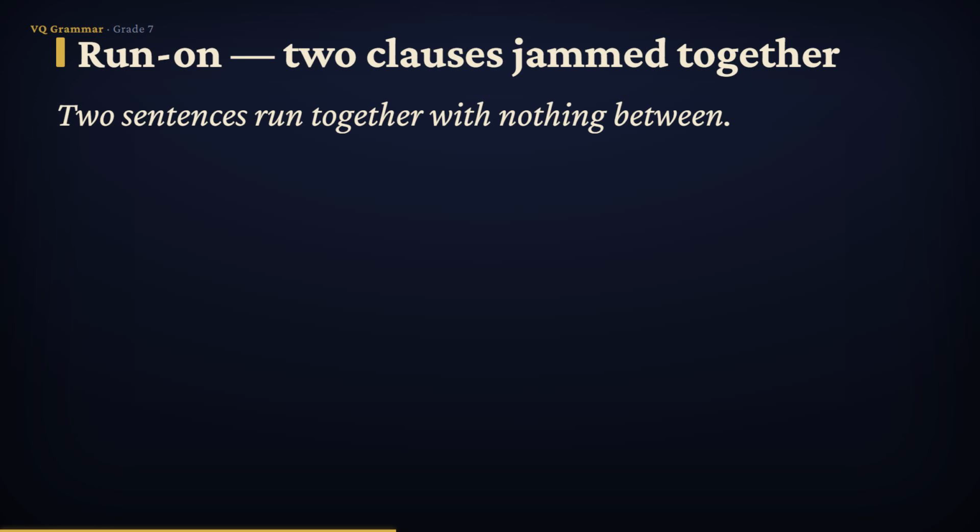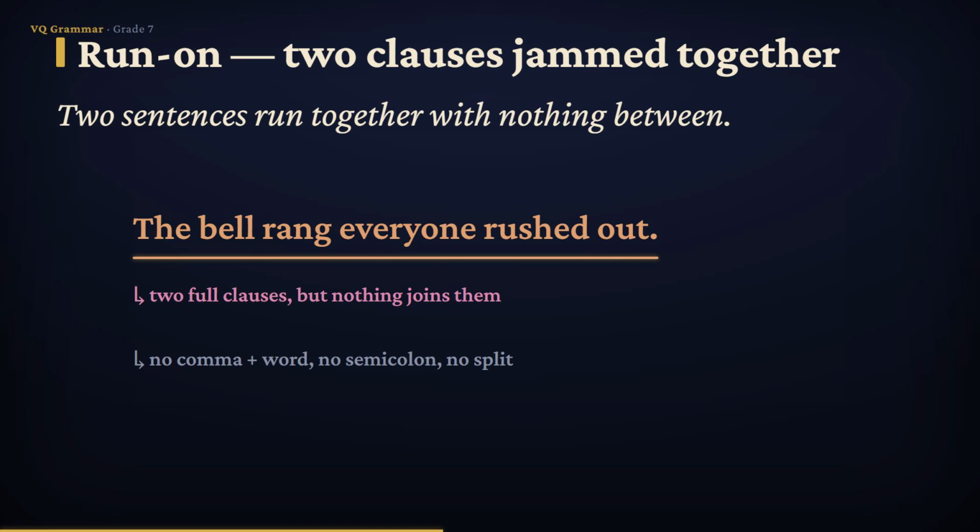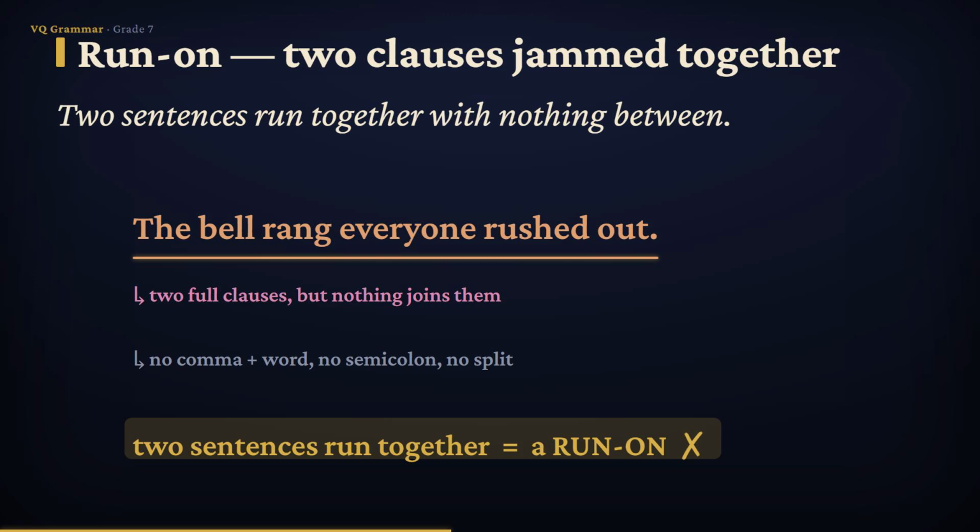Now, let's meet the mistake this lesson is really about, the run-on sentence. A run-on happens when 2 independent clauses are jammed together with nothing to join them properly. Look at this. The bell rang everyone rushed out. Can you feel how it crashes from one idea straight into the next? There are 2 full sentences in there. The bell rang and everyone rushed out. But there's no comma and joining word, no semicolon, and no period to separate them. When 2 sentences run together like that, you've got a run-on, and it needs fixing.